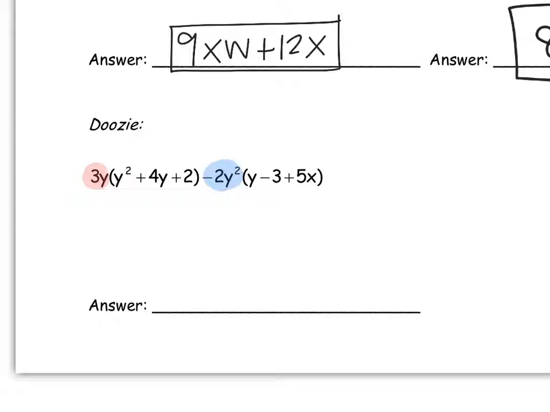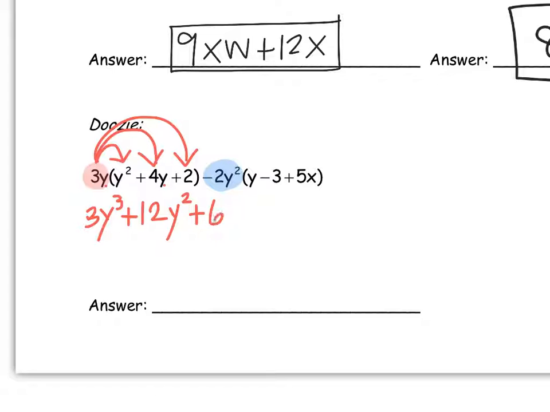So I'm going to do 3y times y squared, and I get the coefficient 3. And then a y and a y squared gives me y cubed. Then I'm going to do 3y times 4y. 3 times 4 is positive 12. y times y is y squared. 3y times positive 2 is positive 6, just 1y.